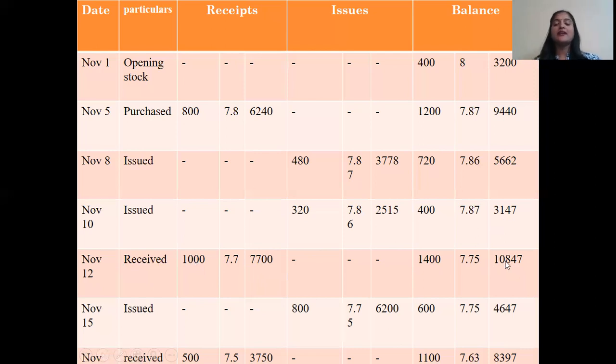Now immediately after the balance, we need to calculate the cost per unit. 10,847 divided by 1400, that is the quantity. If you divide it, you are going to get 7.75.